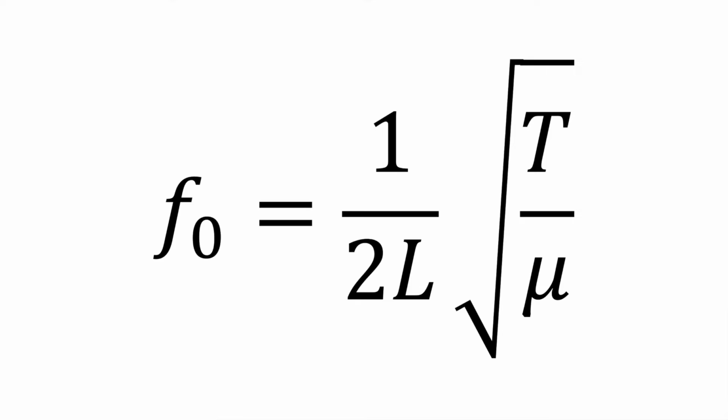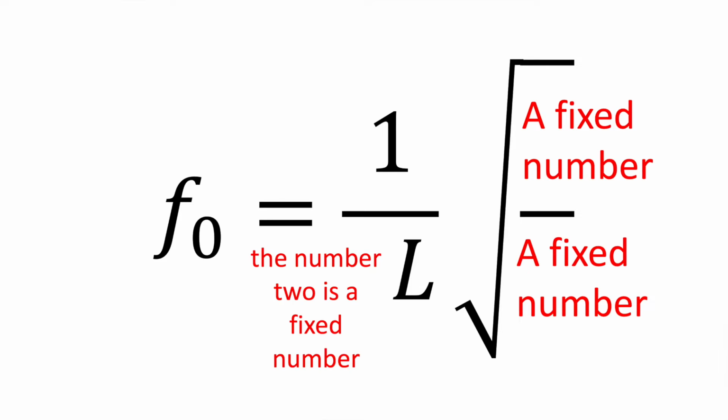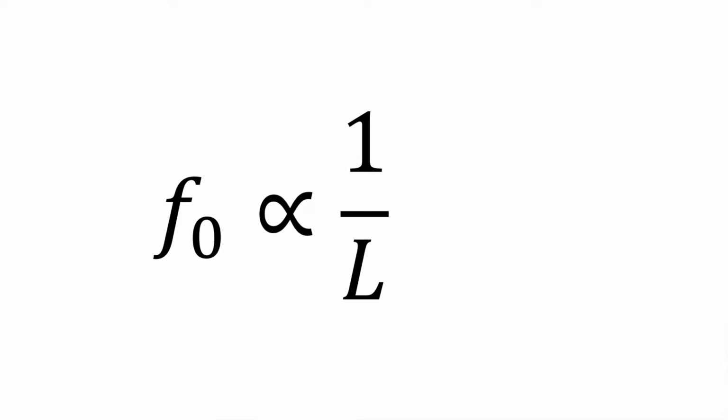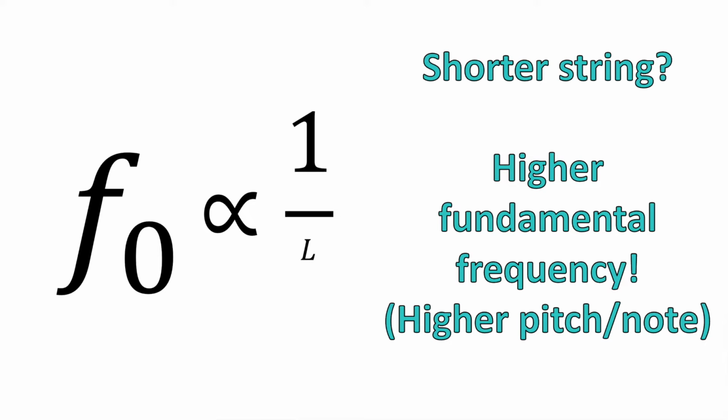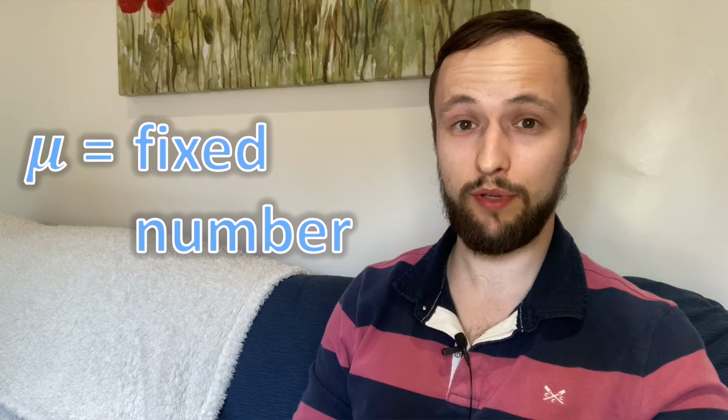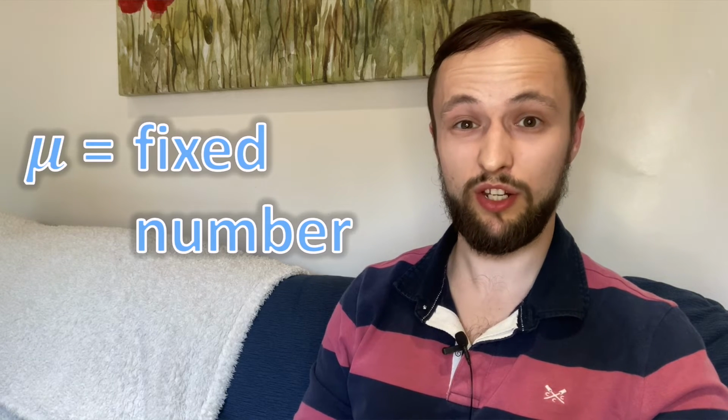When tension and mass per unit length is fixed, the fundamental frequency is inversely proportional to the length of the string. Longer string, lower frequency. Shorter string, higher frequency. However, this is assuming that tension and mu are constant. They might not be. Well, guitar strings are made very well nowadays, so they're effectively uniform. So we can assume that the mass per unit length along the string is unchanged.